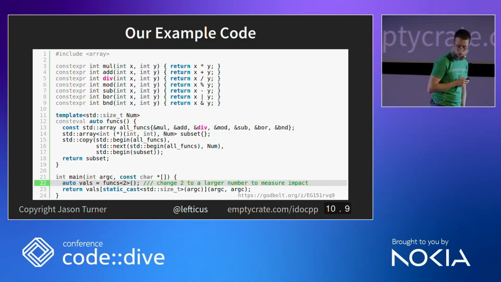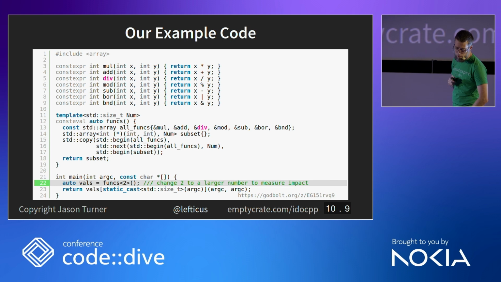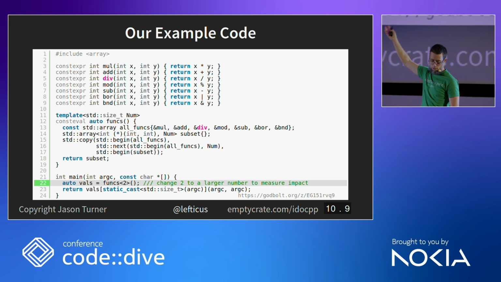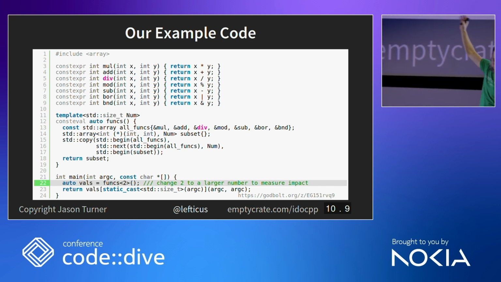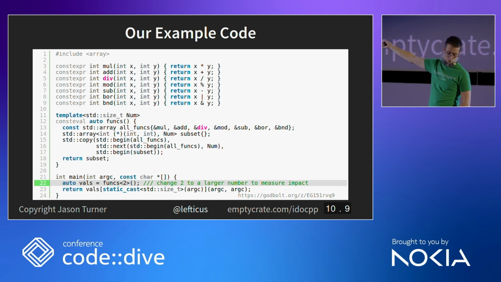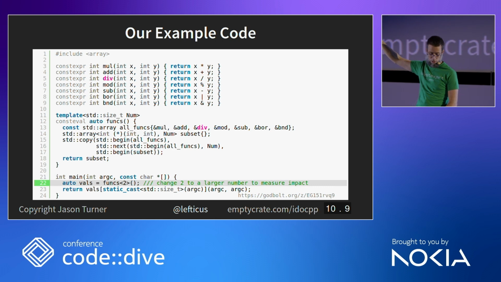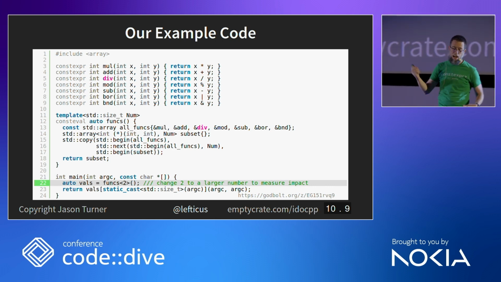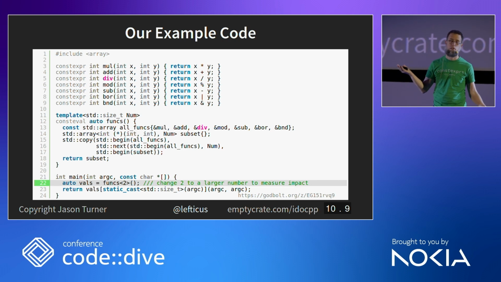OK, this is my example test code. I've got 7 different constexpr functions. They do what you would expect them to do: mod, div, whatever, subtract, bor for bitwise or, band for bitwise and. I needed them all to be 3 letters. I don't know.